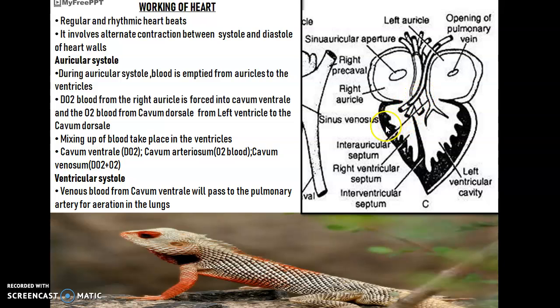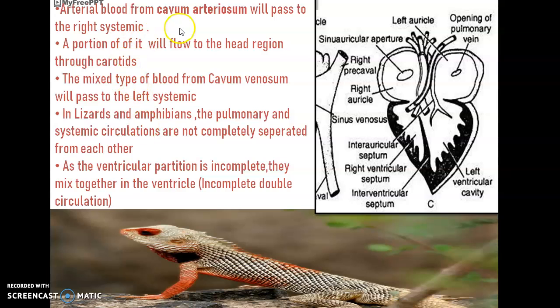So what happens is that whenever this ventricle contracts, from the right part, it mainly consists of the deoxygenated blood. It will move into the pulmonary artery, and this pulmonary artery will move into the lungs for oxygenation. Okay, then what happens? The arterial blood from the cavum arteriosum passes into the right systemic part. So this is mainly, I just told you the right side. What happens in the left side?